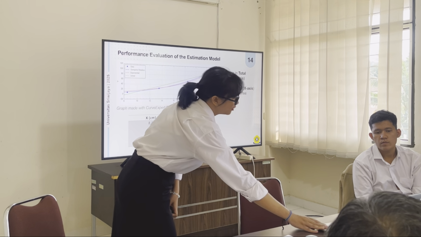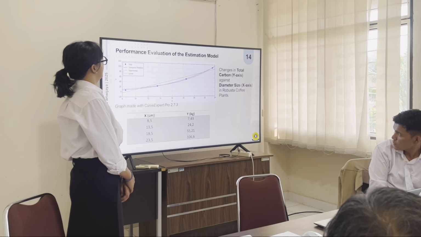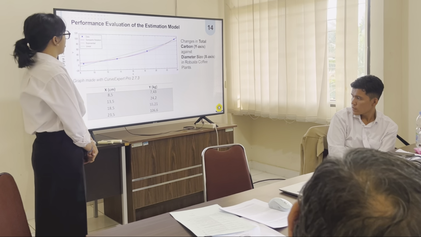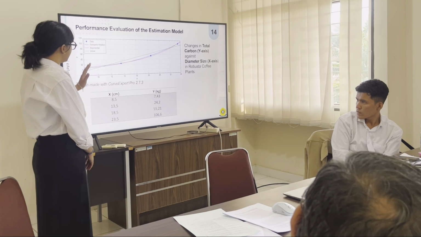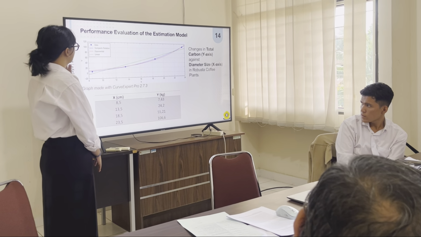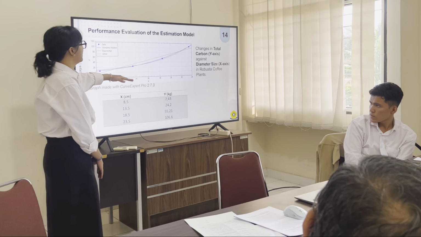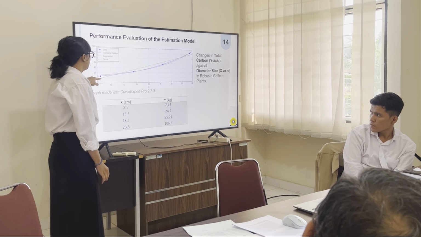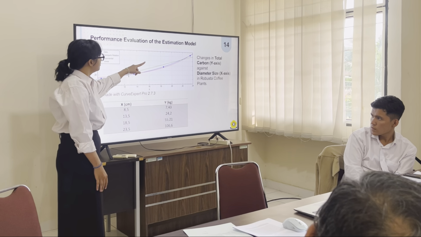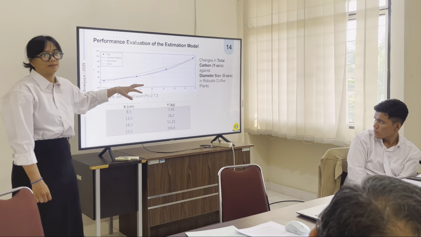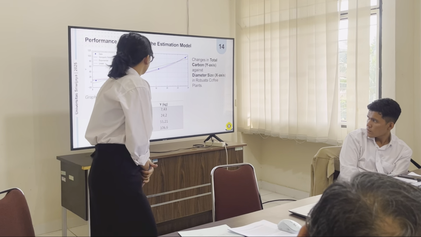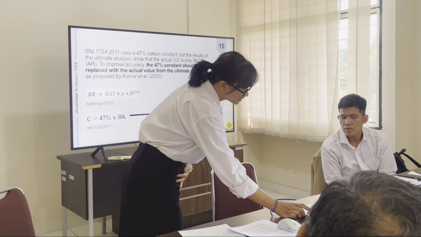Right, this should be the performance evaluation of the estimation model. The x-axis should be the diameter, and the y-axis should be the total carbon. Right. As you can see from the line, Gompertz should really fit the models best in terms of accuracy, and I'll explain to you why. All right. Okay, there you go.